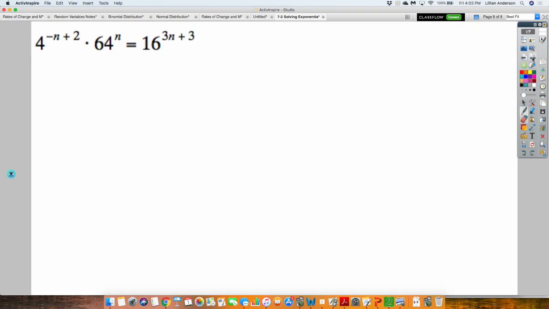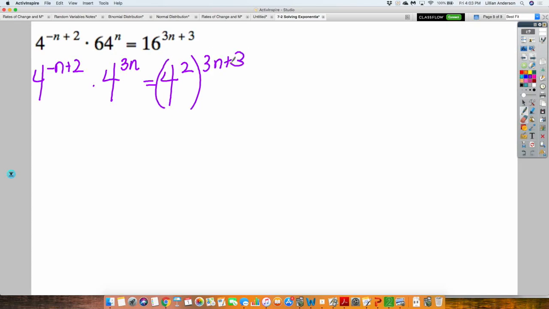Still, 3 steps. First step is to do what? It's the same base. What base? 4. Okay? So this one's not going to change. But this 64 is going to turn into 4 to the third power. And that n in there is going to get multiplied. So it goes 3n. 16 is 4 to the second. And then there's all this business there.